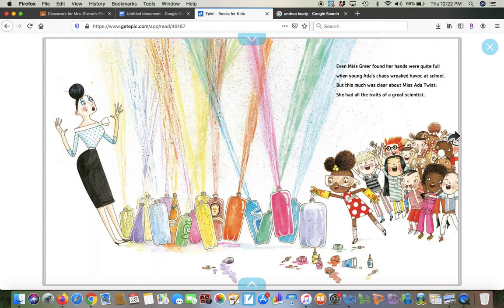Even Miss Greer found her hands were quite full when young Ada's chaos wreaked havoc at school. But this much was clear about Miss Ada Twist. She had all the traits of a great scientist. And look what she's doing here. Teacher doesn't look too happy. And if you recognize this teacher from another story that we've read, especially with my 5th grade, you know that this teacher wasn't very nice.